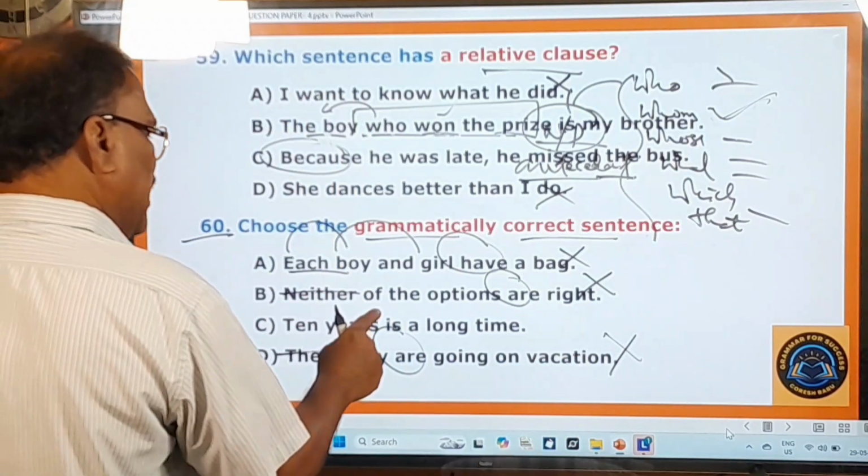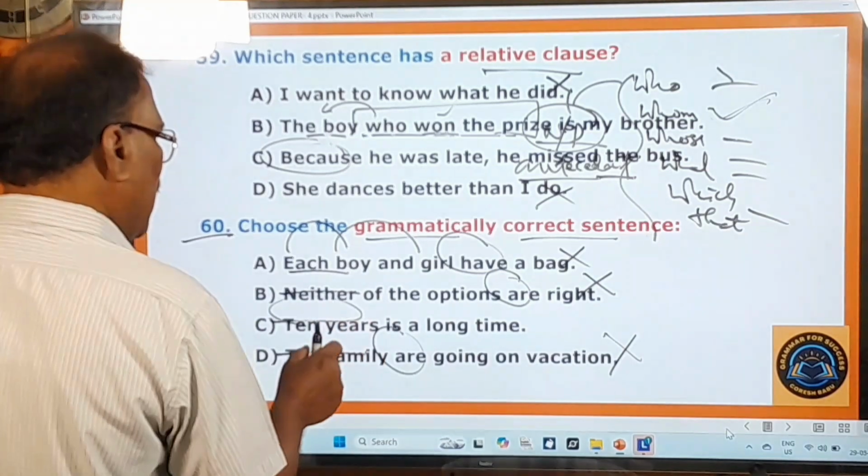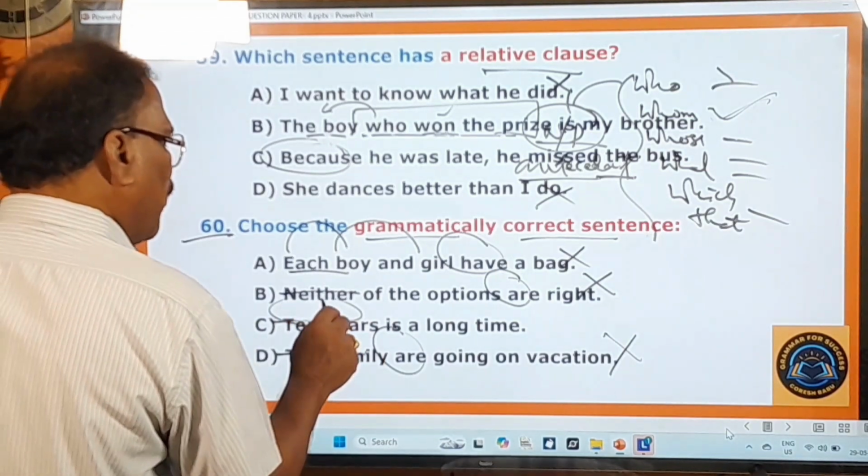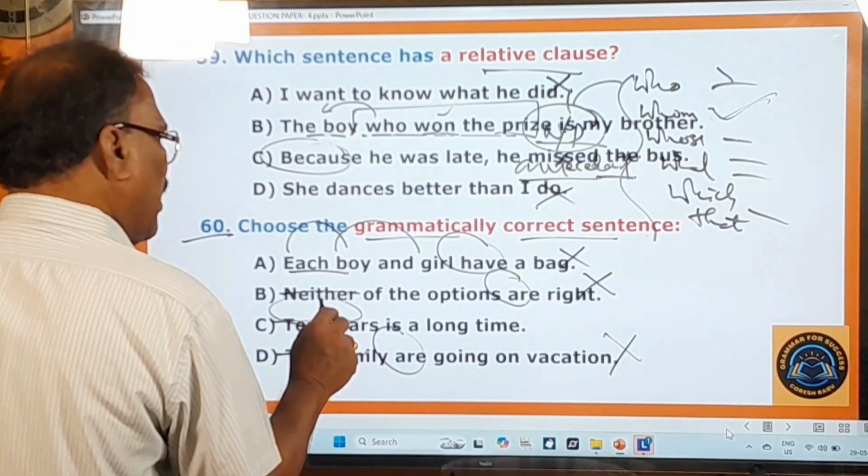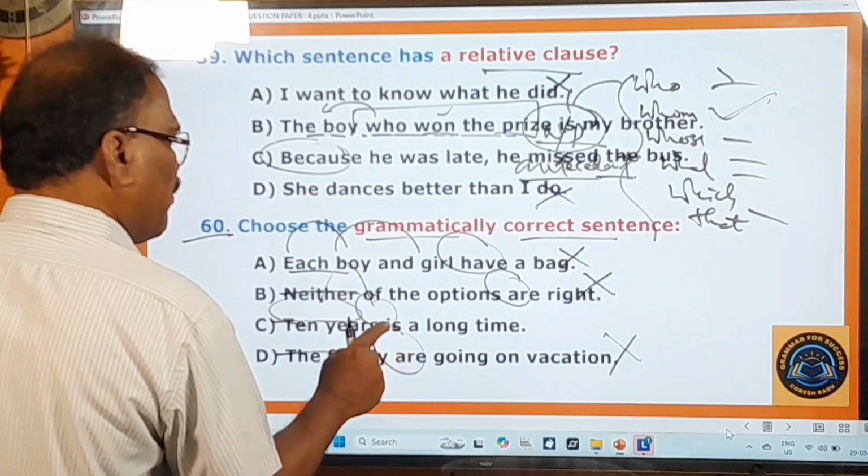10 years is a long time. So this 10 years is an amount of time, and therefore it is taken as a singular word, and therefore it takes a singular verb after it.